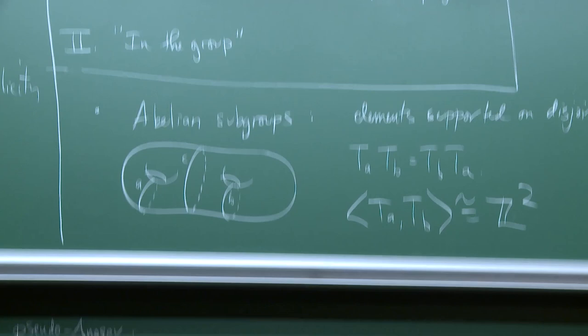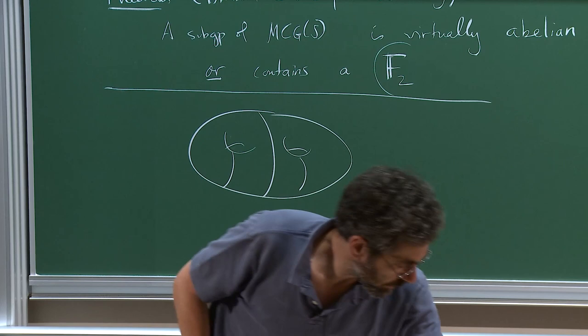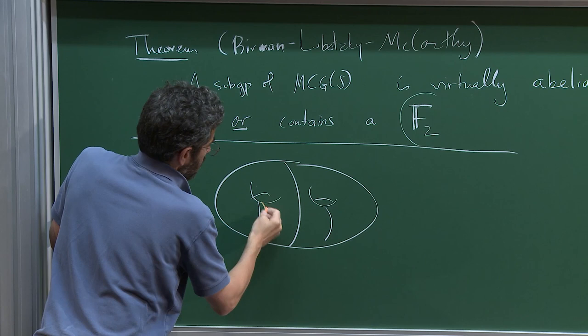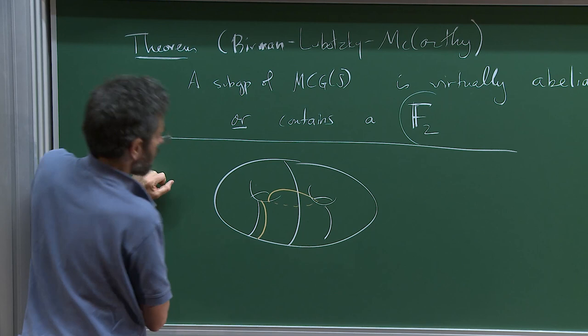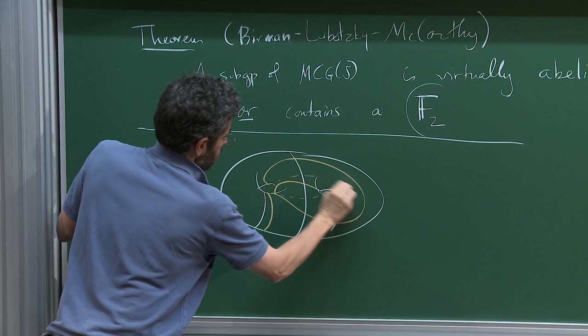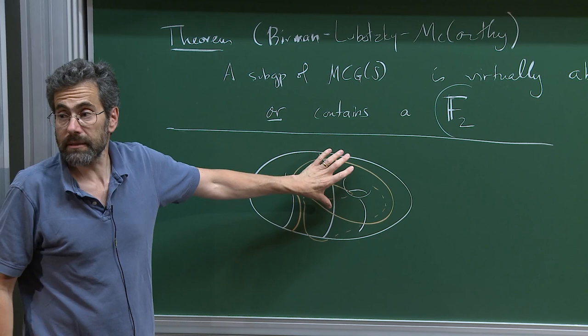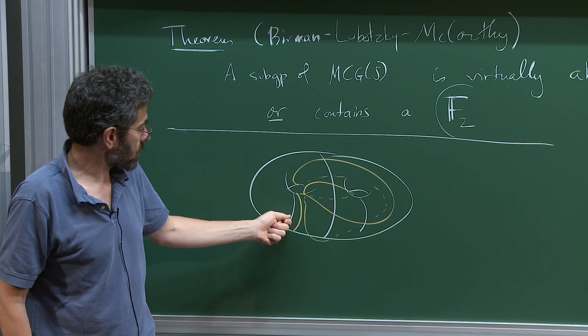So one multi-curve would be these three, which generates a Z3. And another one might be, say, this one, and this one, and now I'm going to be stuck. There's some other one that runs around like this somehow. That wasn't a very good picture, but I keep one and I throw away two, replace them by something else. Now I have two abelian subgroups isomorphic to Z3 that intersect along a Z.